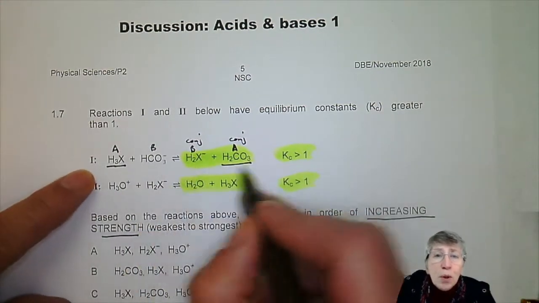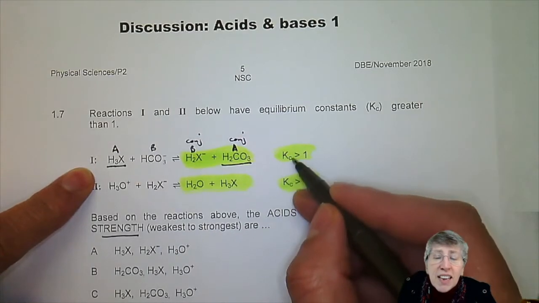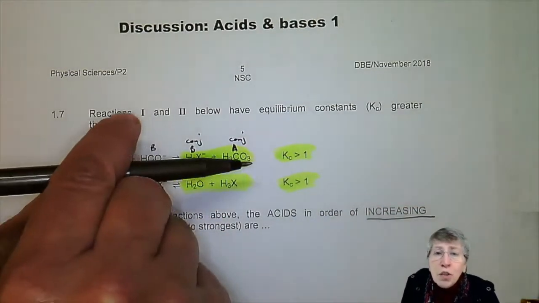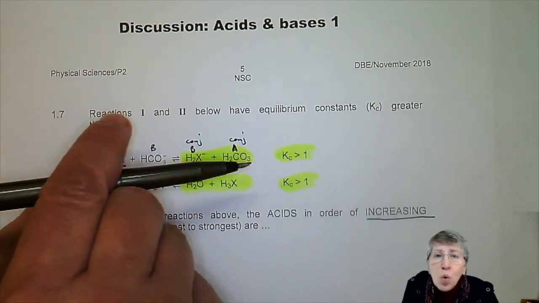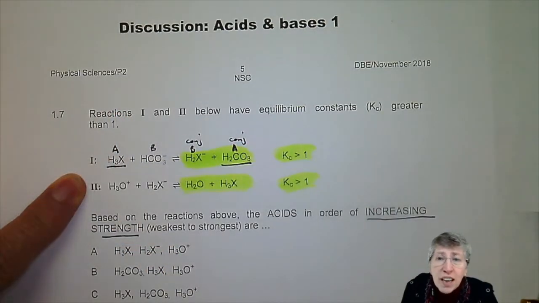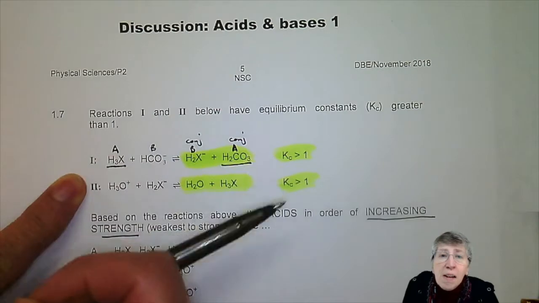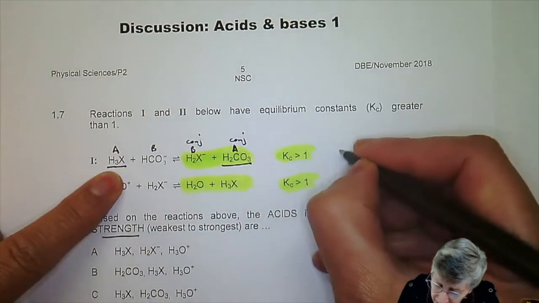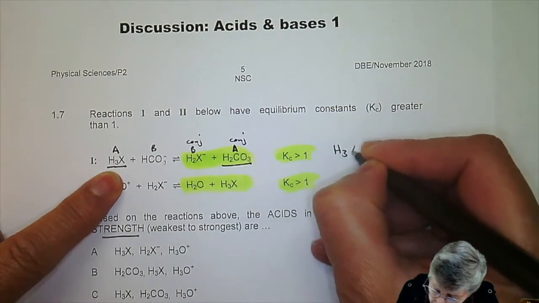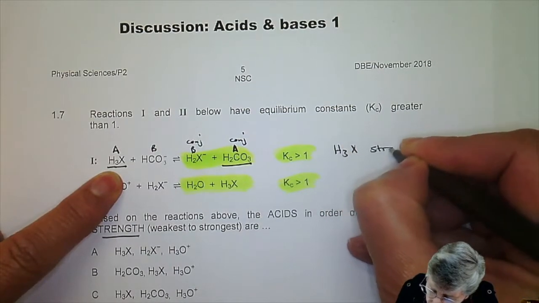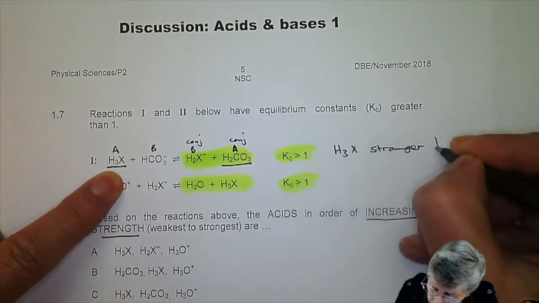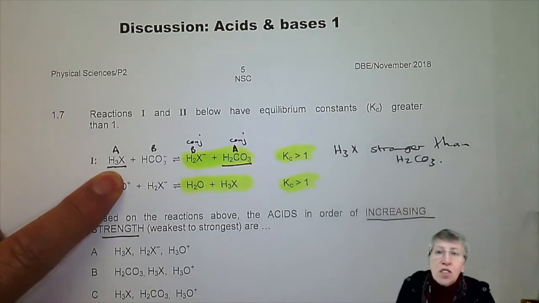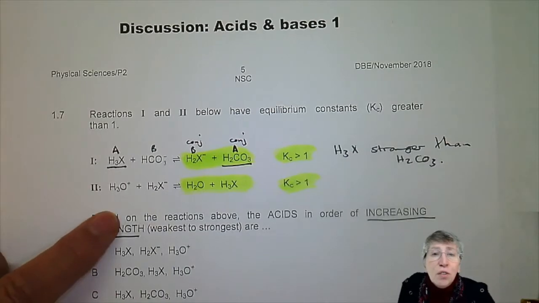To determine which one is stronger, we're looking at that Kc. The Kc that's bigger than 1 tells me that the forward reaction is happening more completely than the reverse reaction. The forward reaction is making more products than the reverse reaction. And that tells me H3X is stronger than H2CO3. It's a stronger acid than H2CO3.